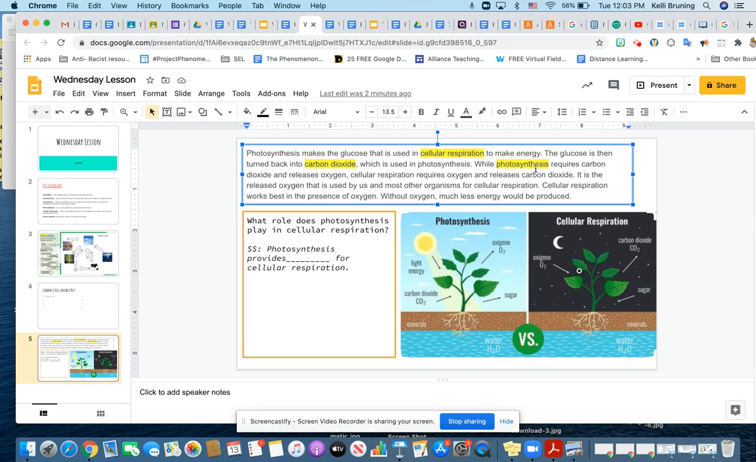While photosynthesis requires carbon dioxide and releases oxygen, so remember, photosynthesis uses carbon dioxide and releases oxygen. Cellular respiration requires oxygen and releases carbon dioxide. It is the released oxygen that is used by us and most other organisms for cellular respiration. Cellular respiration works best in the presence of oxygen. Without oxygen, much less energy would be produced.